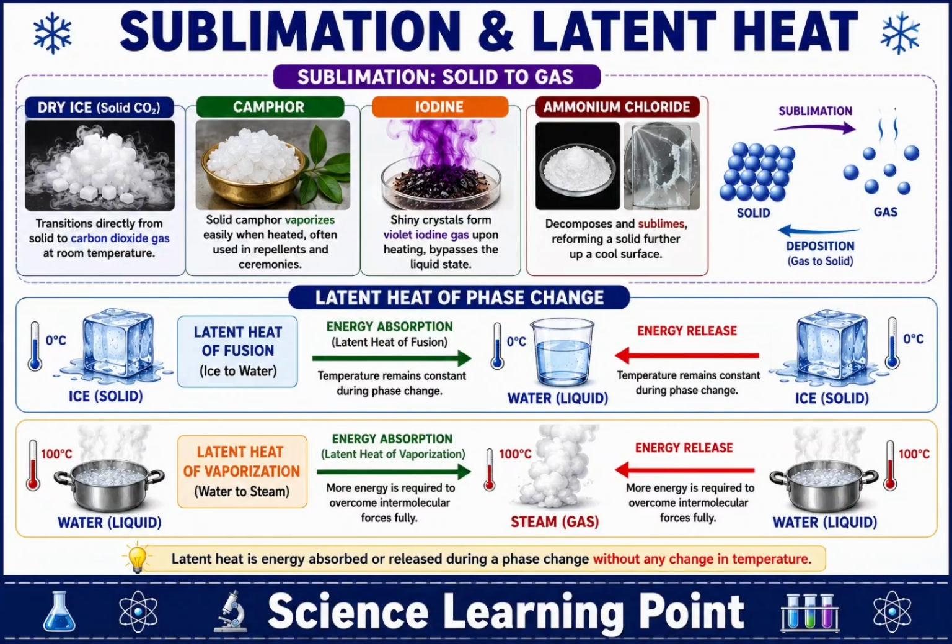The last example is ammonium chloride. See the white powder in the fourth picture? When heated, it sublimates and then forms solid again on a cool surface. Understand? So remember this line: sublimation means solid to gas directly without liquid. Now the second concept is latent heat. Latent heat is the heat that changes the state of substances, not the temperature.